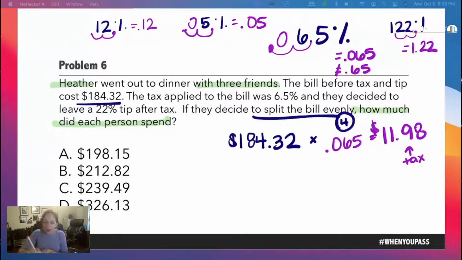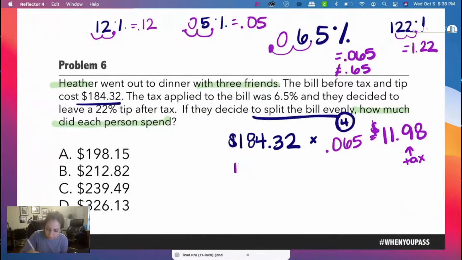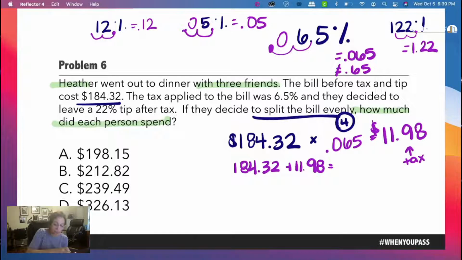So I'm now going to add the tax in to the 184. When I add that tax back into my bill, I have $184.32 plus $11.98. Again, I'm going to use my calculator because I can, and I don't want to spend forever on this problem. That equals $196.30. Now what am I going to do?